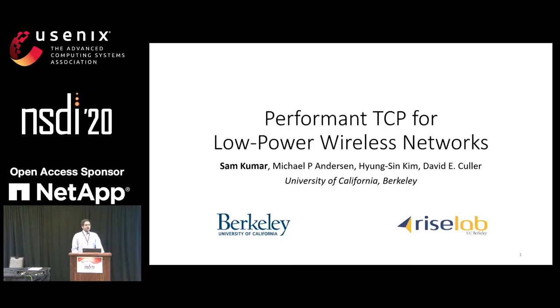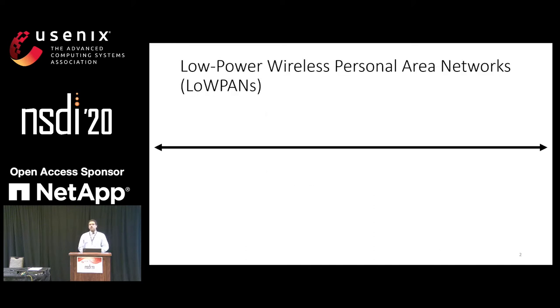I'm Sam, and I'm going to present our paper, Performant TCP for Low-Power Wireless Networks. This is joint work with Michael Andersen, Hyung-Sin Kim, and David Culler. I'm going to begin by talking a little bit about existing research in low-power wireless personal area networks, or LoWPANs, in order to put our work in context.